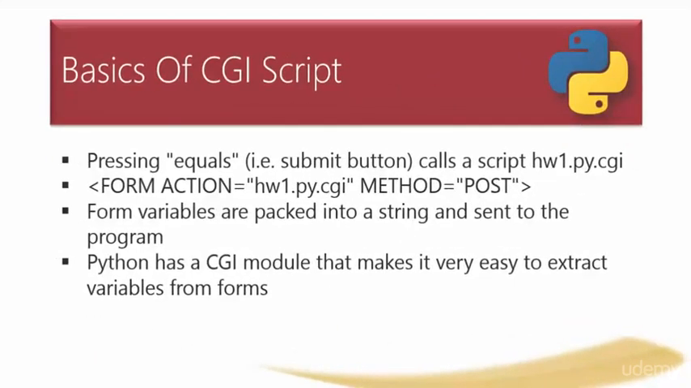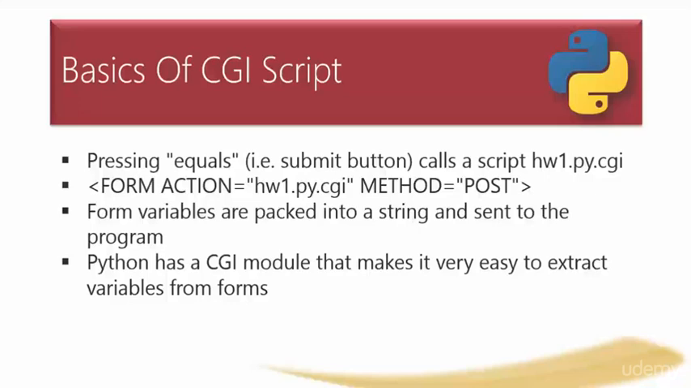So, the basics of CGI script. When you press equals, for instance, or the submit button or any button on an HTML form, you can have the code run a certain script. And this script could be a PY or a CGI. So you can run a Python program or you can run a CGI program. It depends on your own requirement.